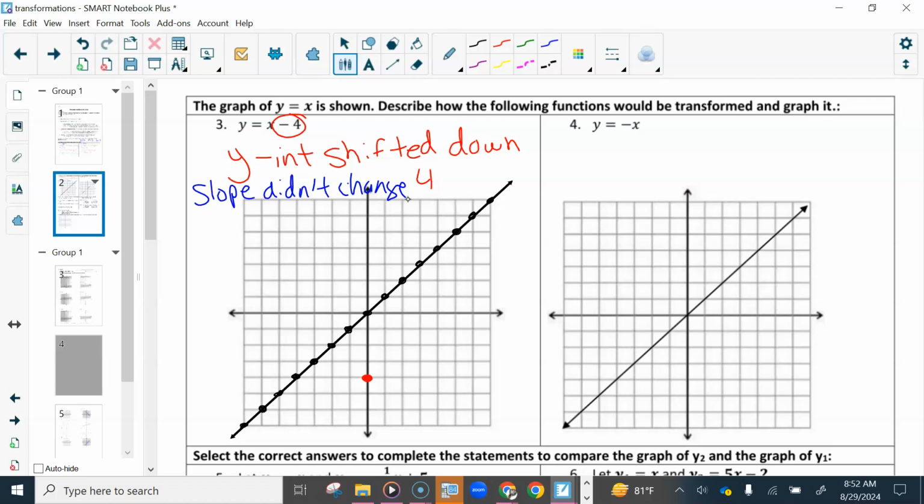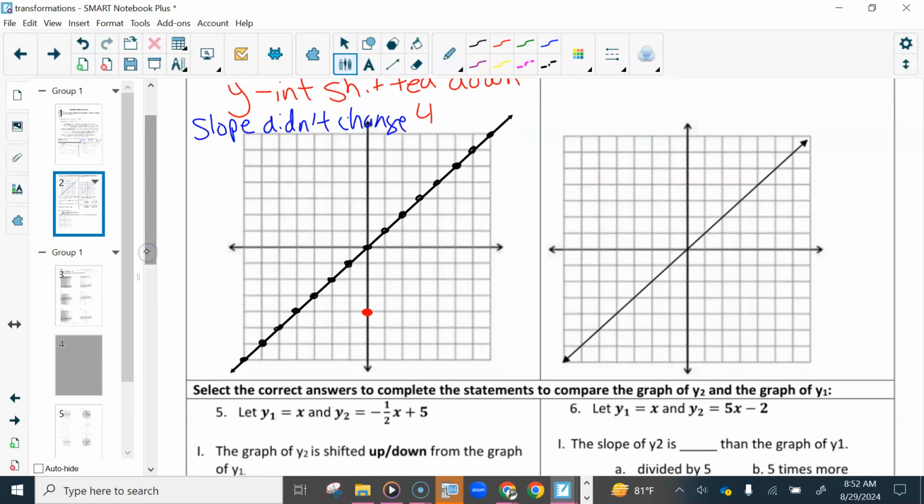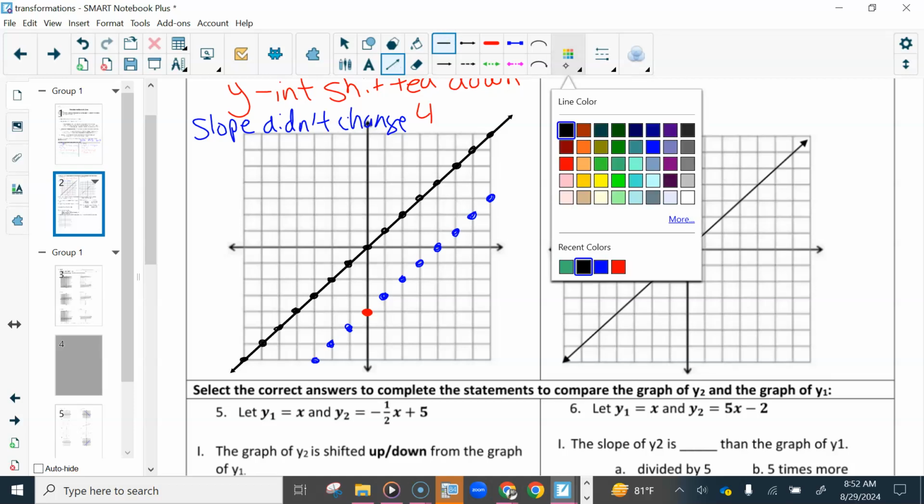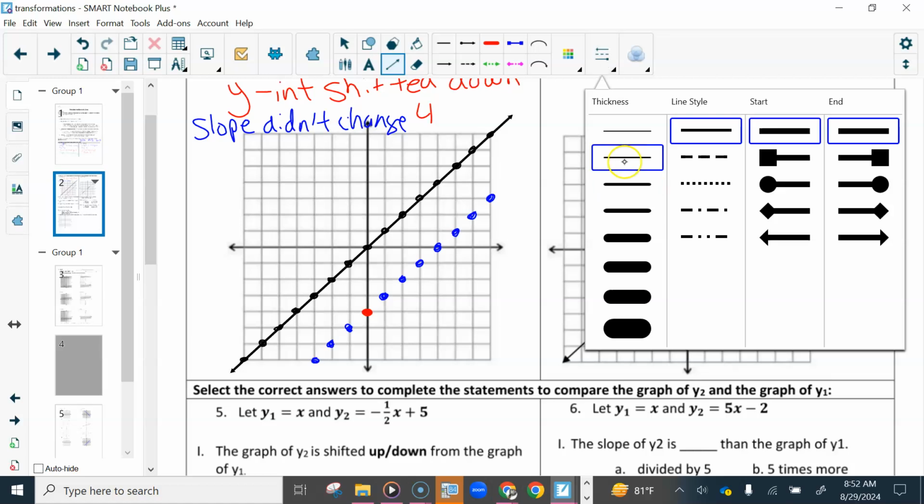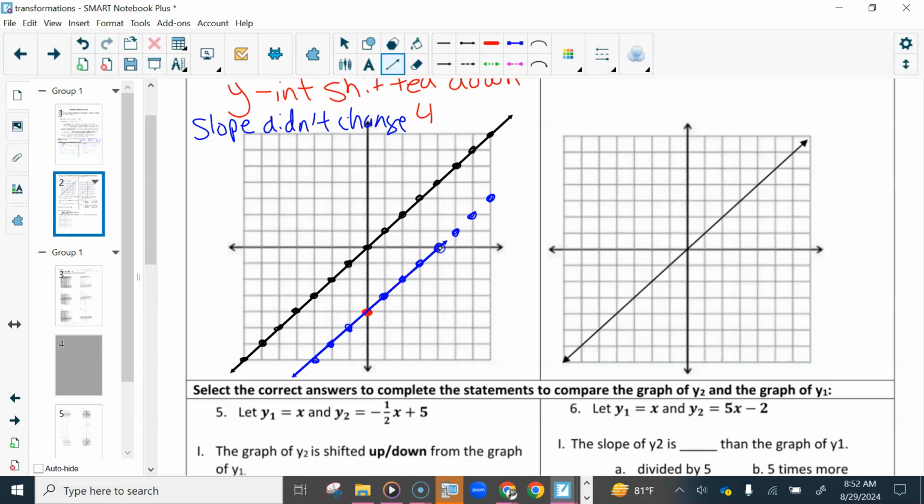That means I can plot it the same way I just plotted this line by going up 1 and over 1 as many times as possible. And then down 1 and left 1 as many times as possible. And then draw a line that goes through that. And make sure you have arrows at the end. We're going to actually get into graphing maybe today, maybe next class. We'll see. But now I can see that my new line has shifted down 4. Questions on that?